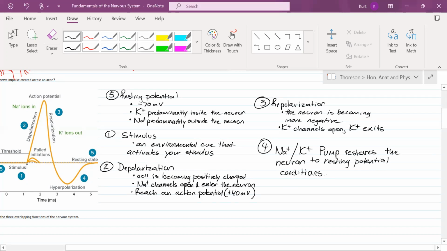And this pump requires ATP. So what type of pump is it? Active or passive? It is an active transport pump. This is something that you all learned when we did the muscular system. So I hope this did not seem like something entirely new to you. You have seen this earlier.